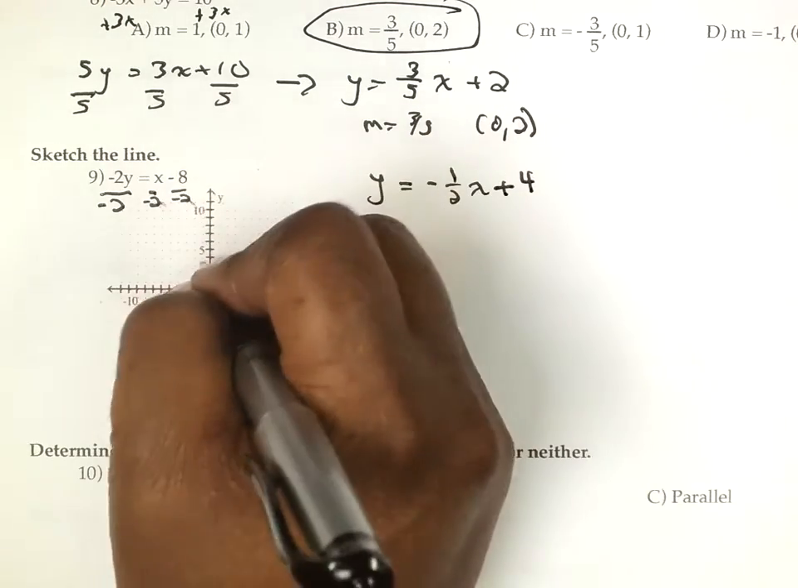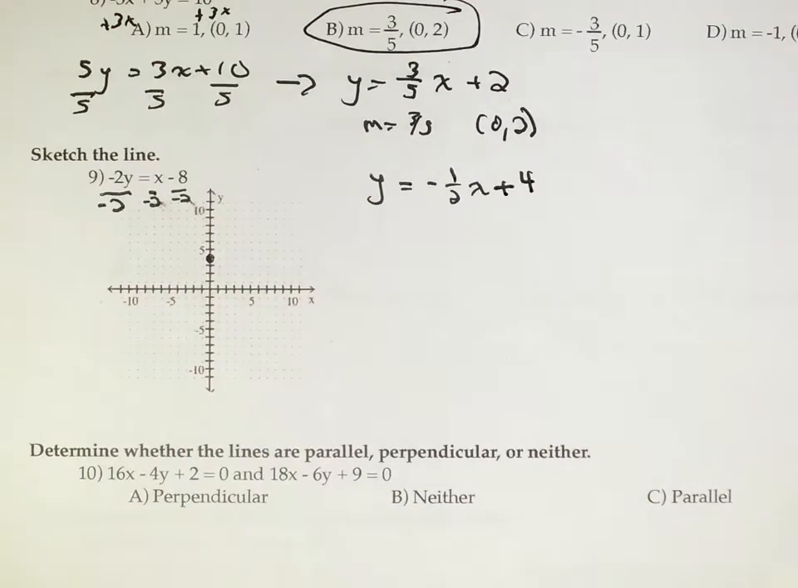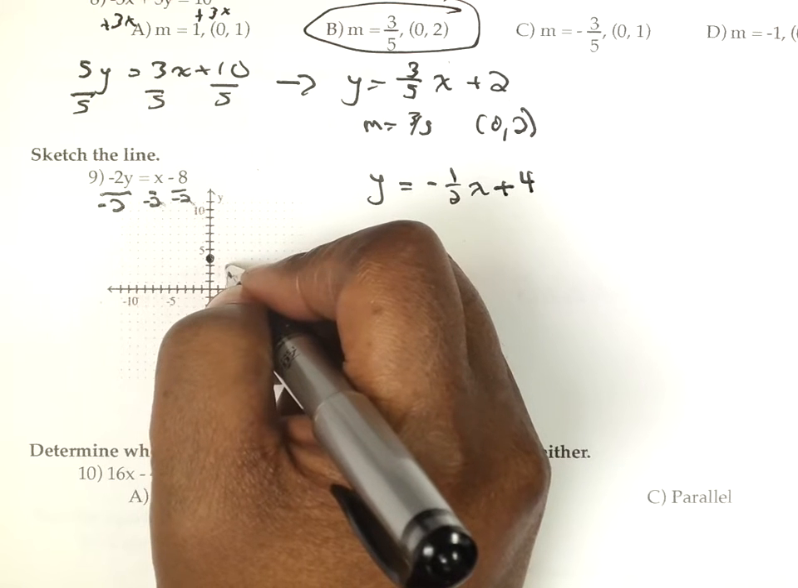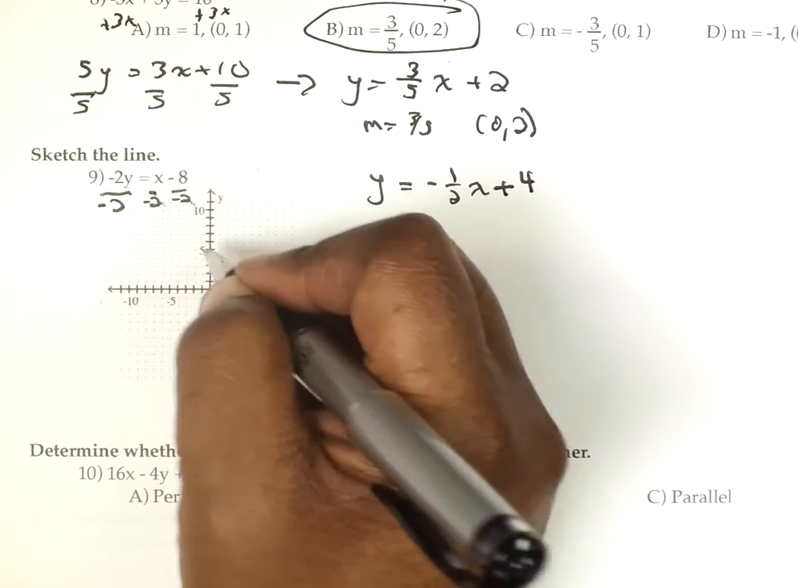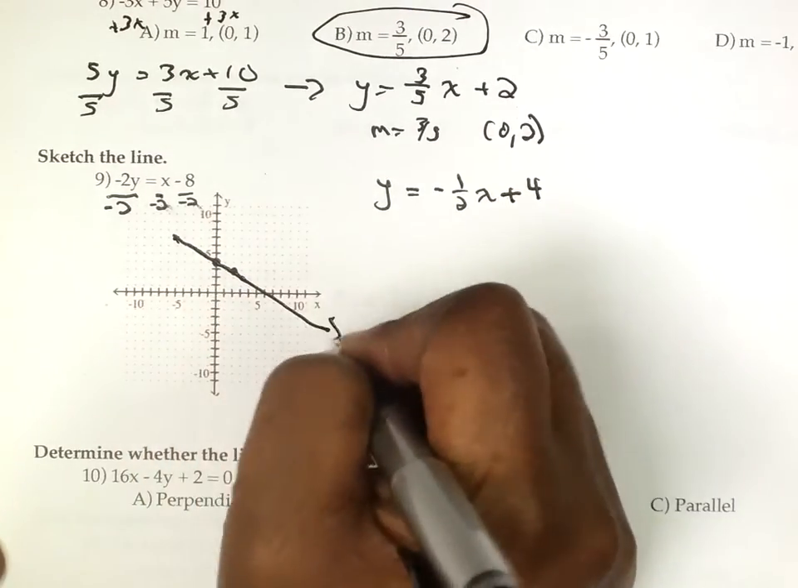So I'm just going to start with the fact that the y-intercept is 4, and the slope is negative 1/2. So I'm going to go down 1 and over 2. And then I can just connect the dots.